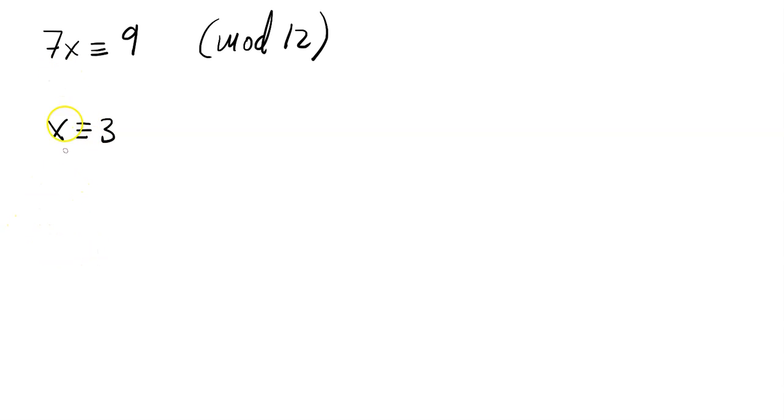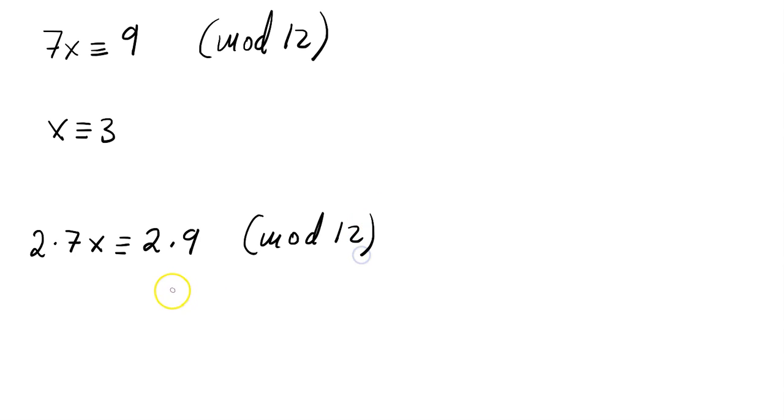Let's now say that we start with this and we multiply both sides by 2, as we could do in a normal equation. What happens then? Then we have 14x, and this is 18. 14 is now the same thing as 2 modulo 12, and 18 is the same thing as 6 in modulo 12.